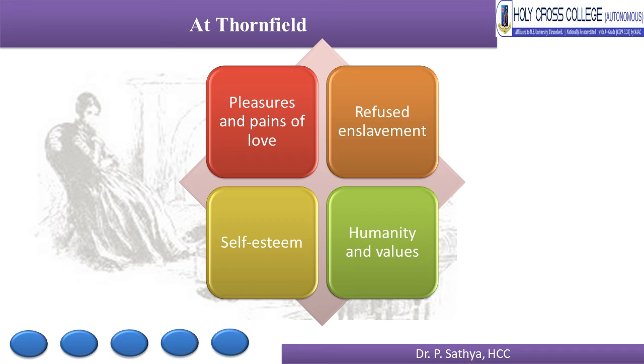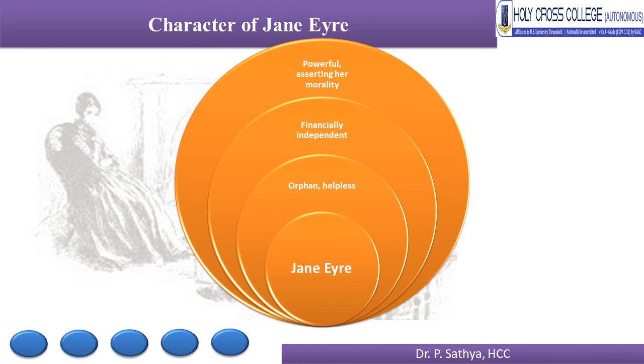Next, at Thornfield, she experiences the pleasures and pains of love. When Rochester offers her to be his mistress, she eventually refuses the enslavement. We see Jane Eyre as a woman of self esteem and finally with humanity and values.